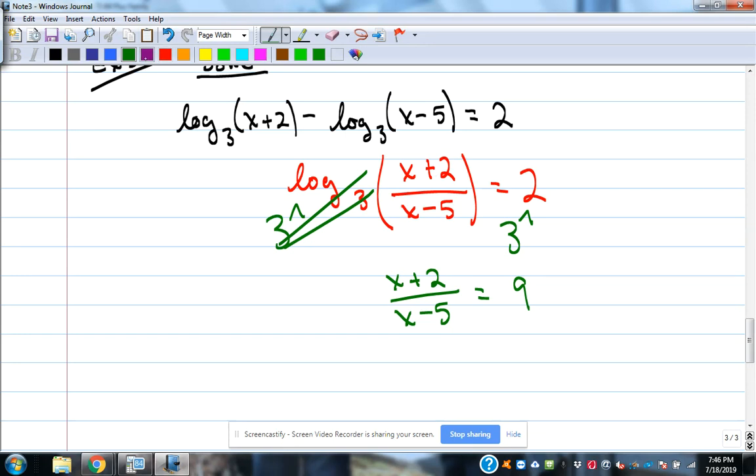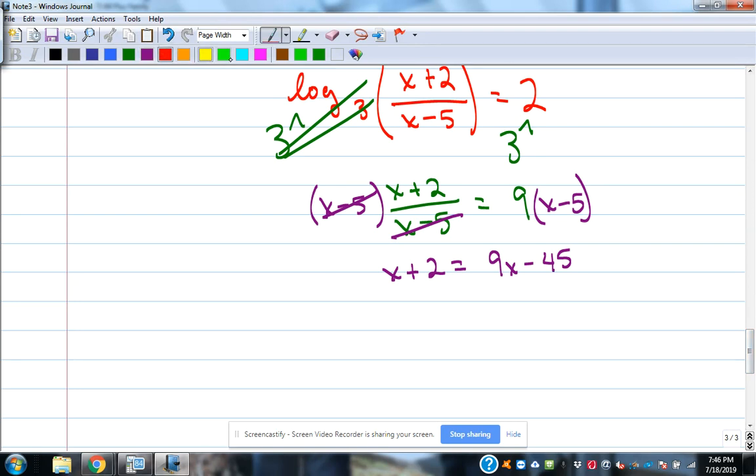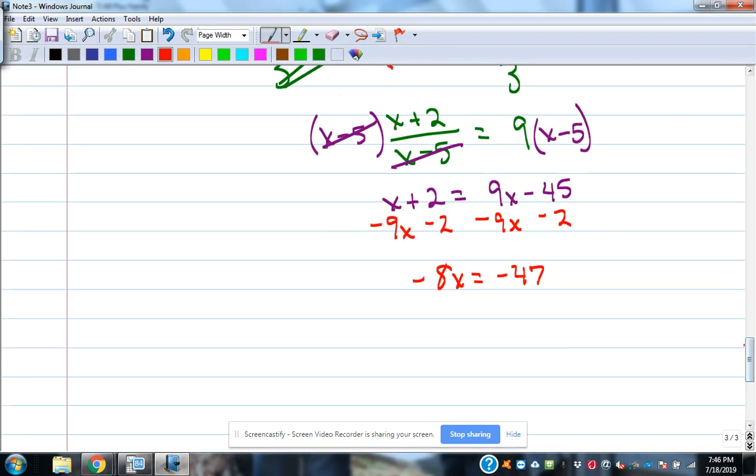Then we can solve this by multiplying x minus 5 on each side. x plus 2 equals 9x minus 45. And then get x by itself or combine like terms. So I'm going to subtract 9x and subtract 2. So that's going to be negative 8x equals negative 47. And do the division. Negative 8. And I get the fraction 47 over 8.